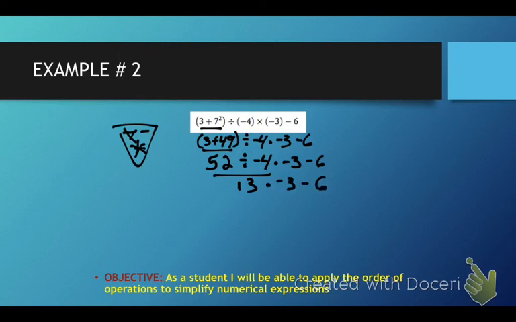What do we do next? Well, 13 times -3. We use Pete to Steve again. We have a positive and a negative, and once again, it's going to be a negative. So -39 minus 6, and those are both bills. -39 is a bill, minus 6 is a bill.